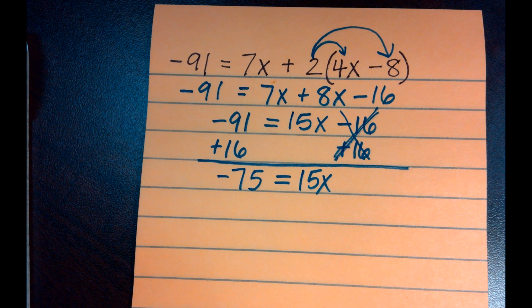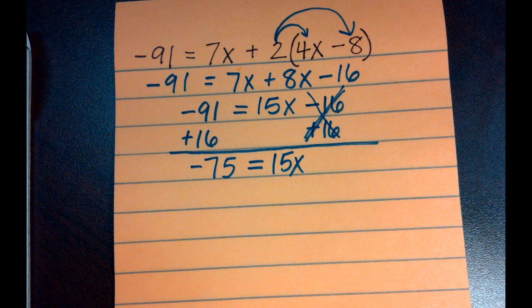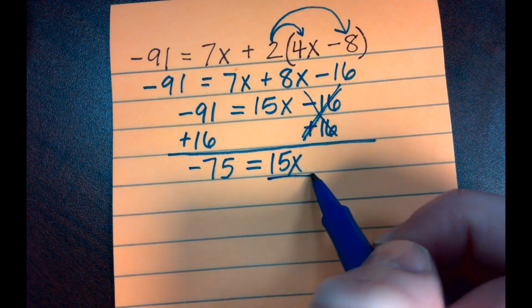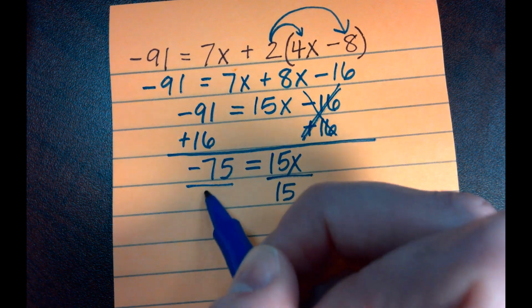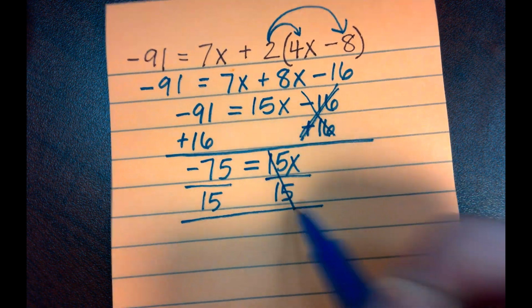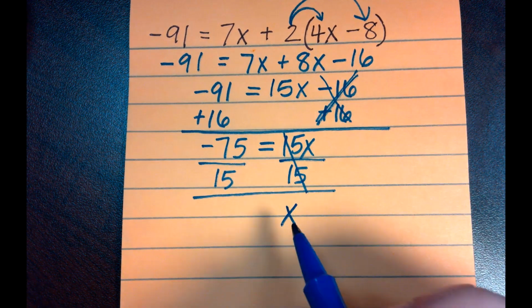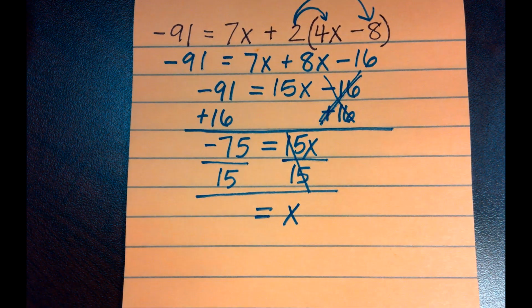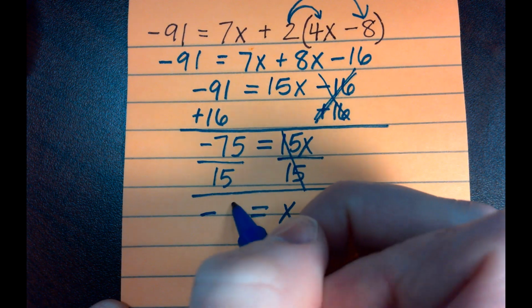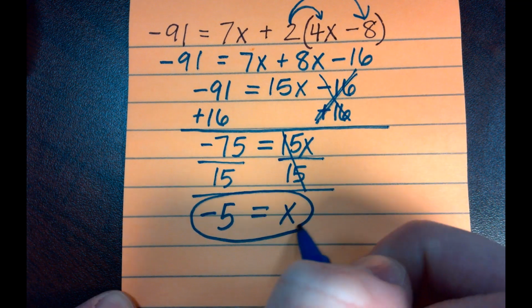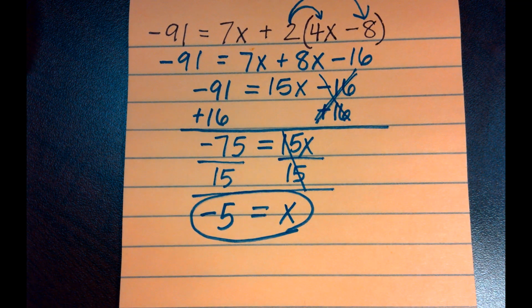Does anyone need a run through again on how to type in negative numbers or anything like that? Or do we all feel like we know how to do this? Okay. We have one last step to do. What do we do? Divide by 15. Good. We're going to divide by 15 on both sides. 15's cancel. Left with x by itself equals negative 5. Good. Very nice.